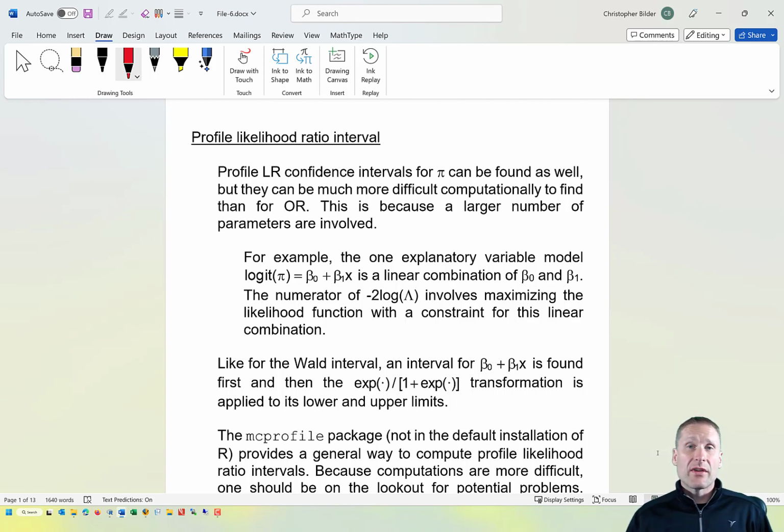There will be times where this iterative numerical procedure doesn't work. It doesn't find the confidence interval, or it might give you a confidence interval that actually doesn't make any sense. So please be forewarned that this is actually a much more complicated process. And so be on the lookout, as you will see shortly, of when problems might occur.